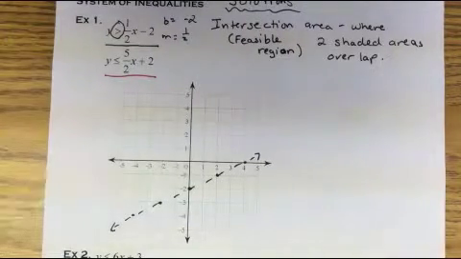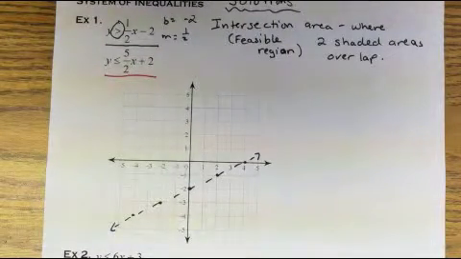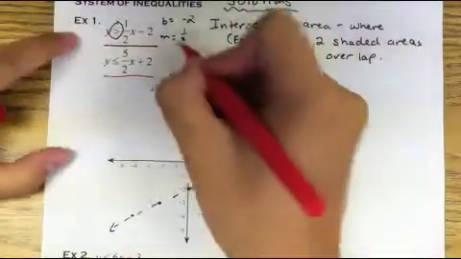Okay? All right, so let's graph the second one. It's in slope-intercept form. Let's identify our b and our m.